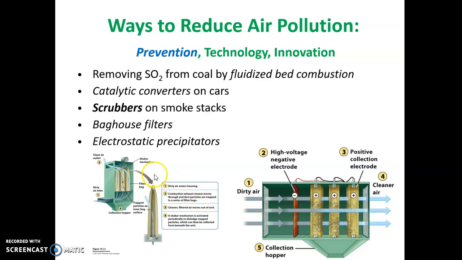And then similar to the shaker mechanism over here, there's a collection hopper where these electrodes can be turned off, and then the charged particles are no longer attracted to them, so they fall to the bottom in the collection hopper.